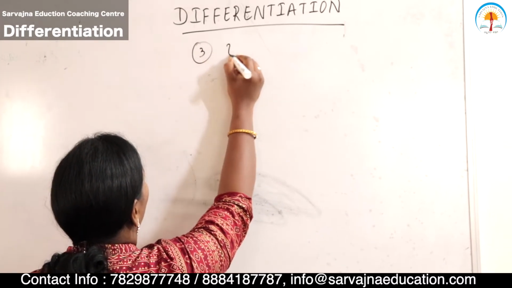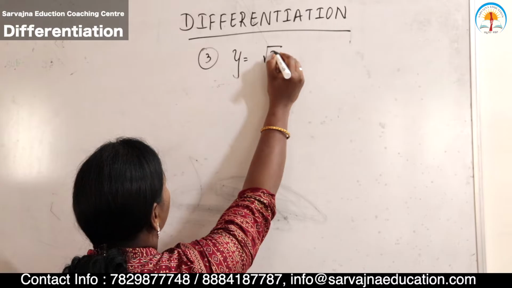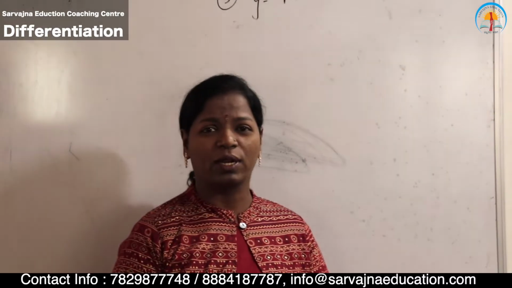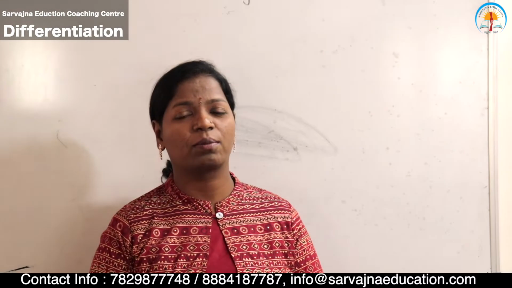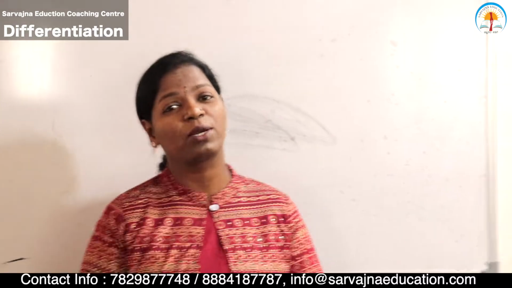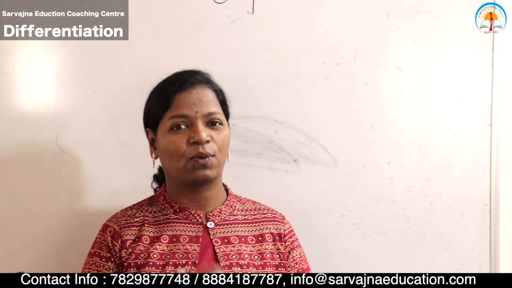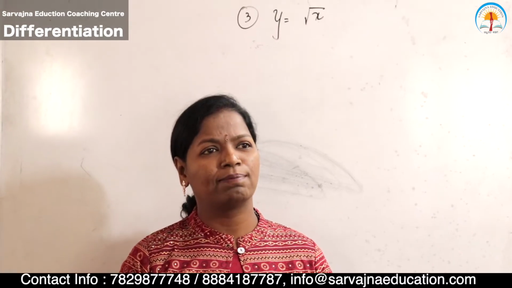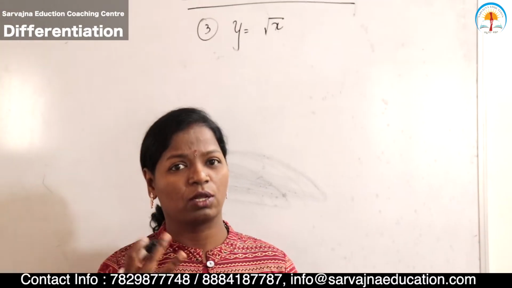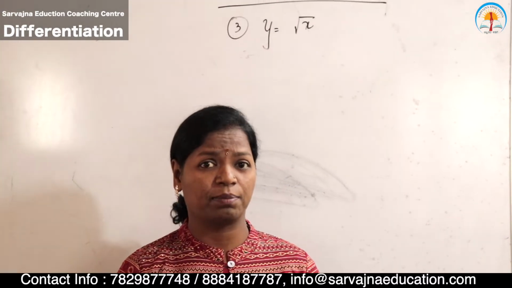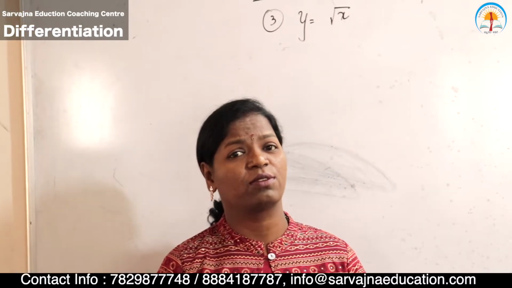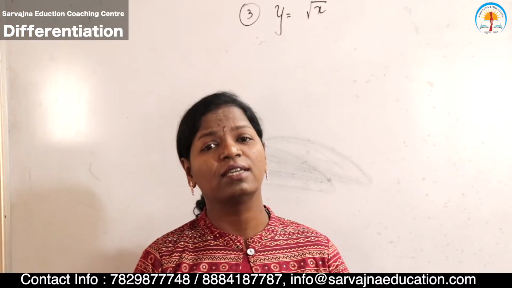Third one, y is equal to root x. If I ask you what is the differentiation of root x, immediately you will tell 1 by 2 root x. But how will you get that 1 by 2 root x? That is important, correct? Why am I telling this? Because in our group of functions, the power can be a bigger fraction, for example 3 by 2, 5 by 2, 10 by 2.